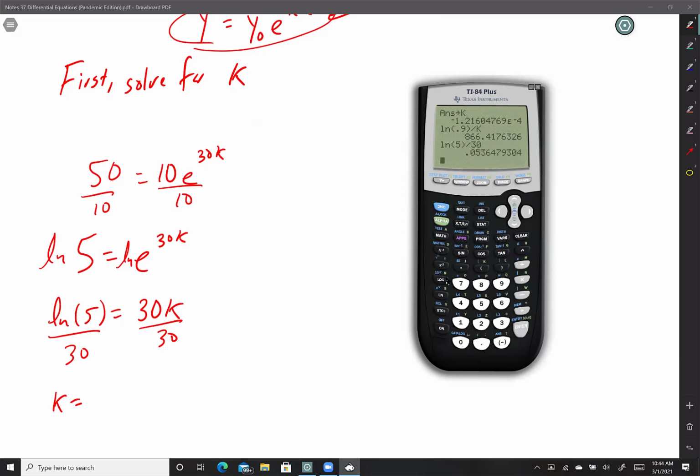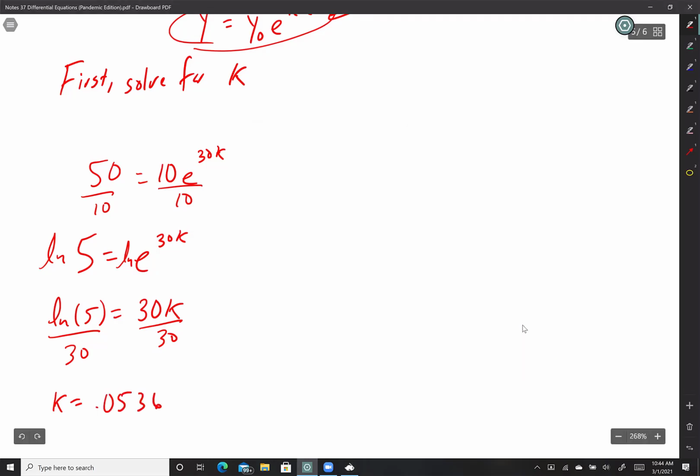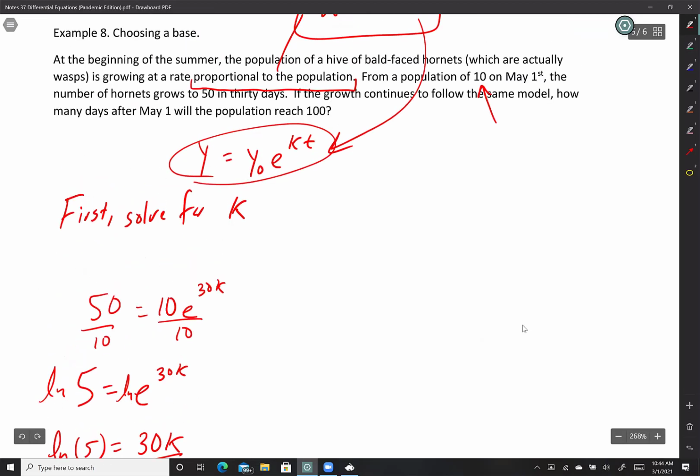There's my k value. They're always going to be small. Store to alpha k, so I'm going to overwrite the last one. Bam, there's my K, 0.0536 stored into K. Okay, I'm ready. Let's see what the question says.